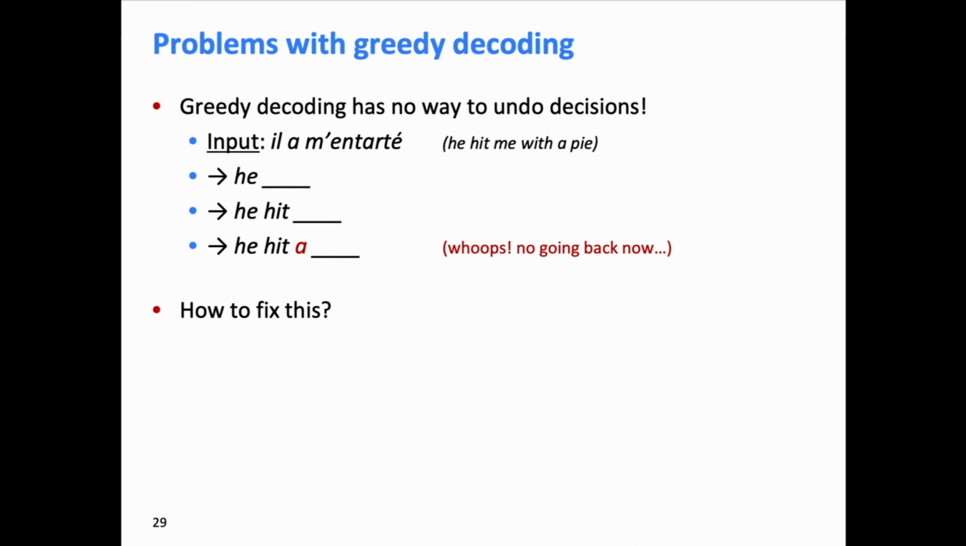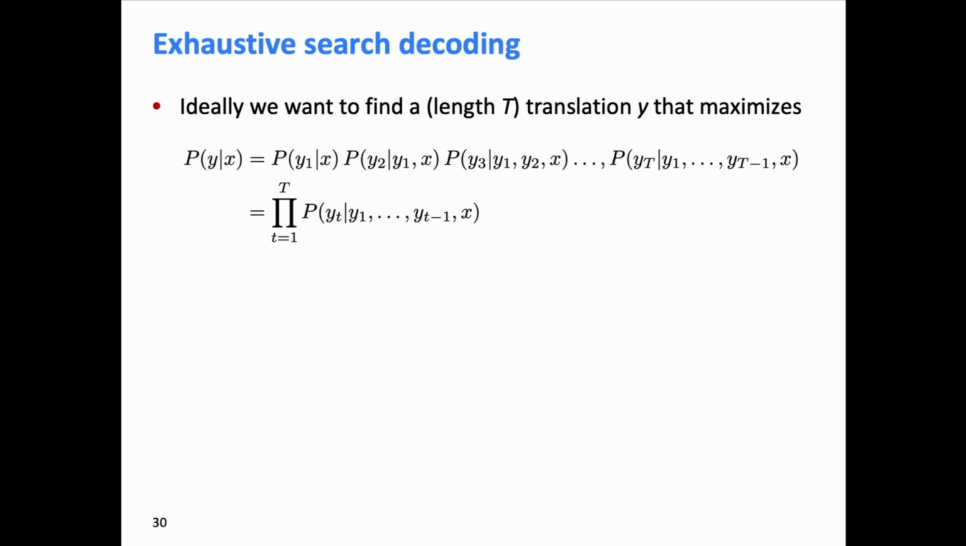So how can we fix this? This relates back to what I told you earlier about how we might use a kind of searching algorithm to do decoding in SMT. But first, you might think exhaustive search is a good idea. Well, probably not, because it's still a bad idea for the same reasons as before.